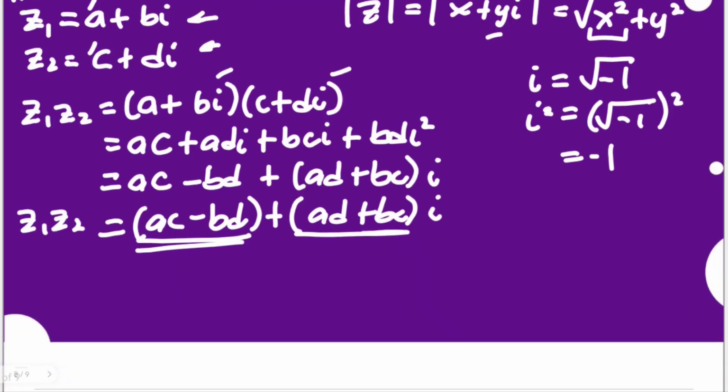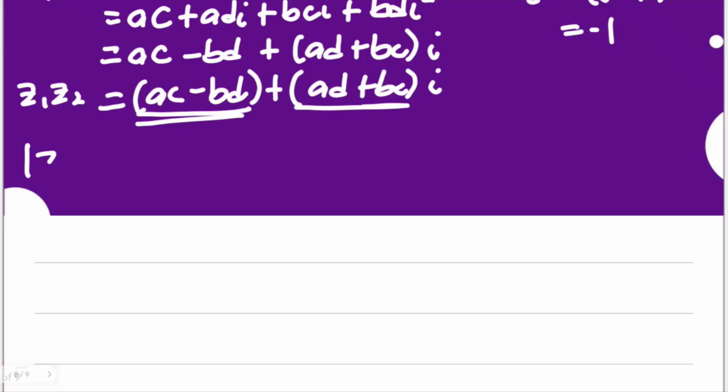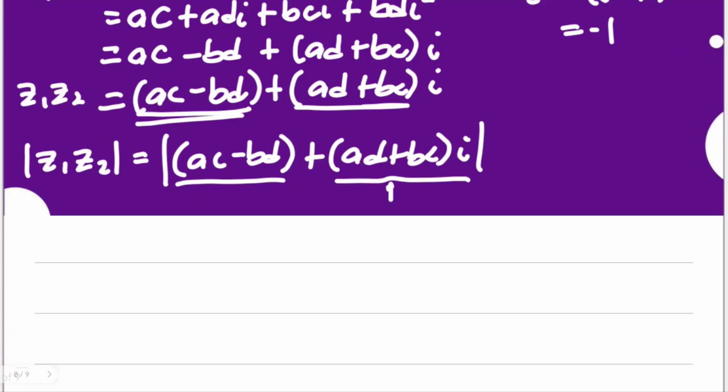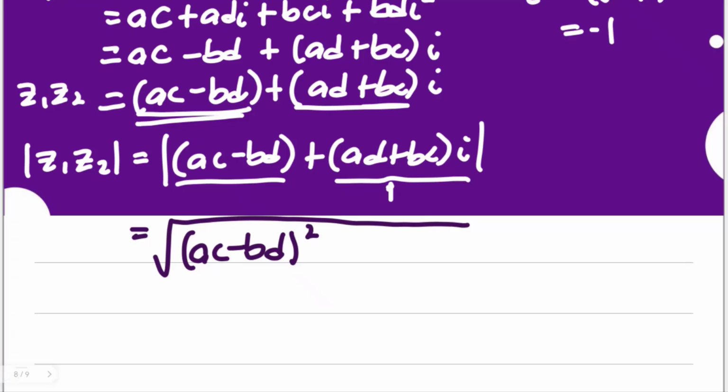Okay, so let me move further here. As we have the modulus of the product of z sub 1 and z sub 2, that's actually the modulus of ac minus bd plus (ad plus bc) times i. Again, this would be our real part. This is the imaginary part, where this is our imaginary coefficient. So it's actually equal to the square root of the real part ac minus bd, take the square of that, plus the square of the imaginary coefficient ad plus bc.